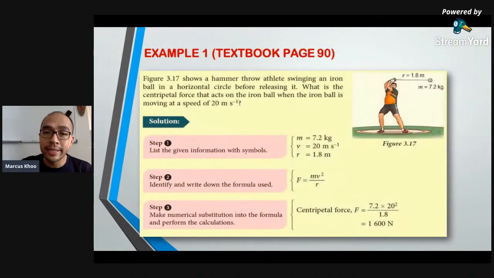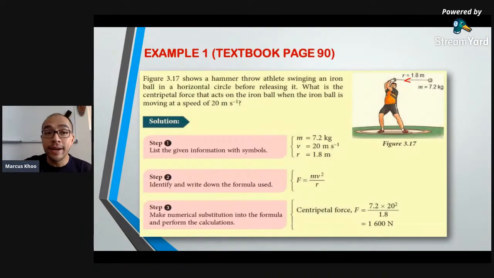So here is an example of a centripetal force in action, and this one we've seen before. I can't remember what this event is called, but this is an athlete that's swinging an iron ball in a horizontal circle before releasing it. So we find that the centripetal force is acting this way. He is as if he is the Earth, and this iron ball is as if it's the satellite that is moving around.